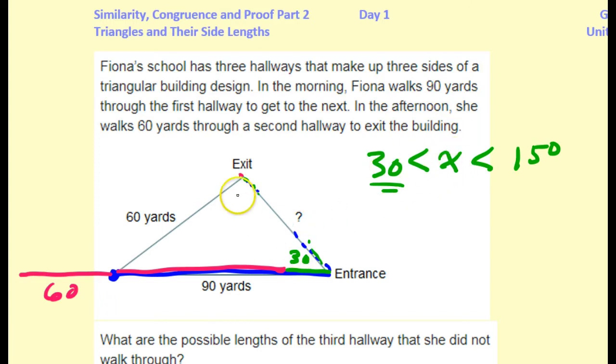So the length of the third side has to be less than 150. But that's the upper bound and the lower bound. So 30 is less than x, which is less than 150. Alright, it's got to be between 30 and 150.